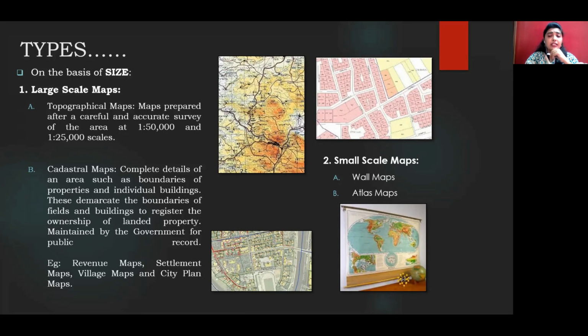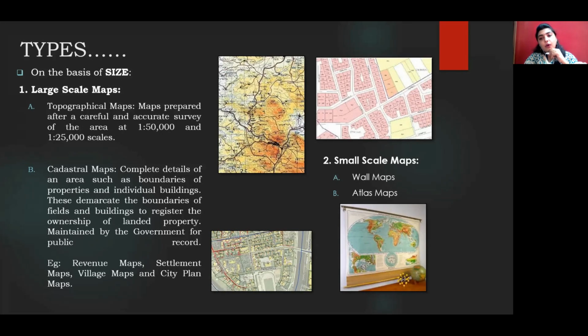The next type of large scale maps comes as cadastral maps. Cadastral maps are nothing but maps that represent the boundaries of properties and individual buildings. So these are village maps, I should say, in simple terms. Village maps, where the boundaries of the villages are shown. It is more detailed, in that each and every building boundary is also shown. So it's that kind of detailing which is there in these maps. So definitely these are large scale maps.